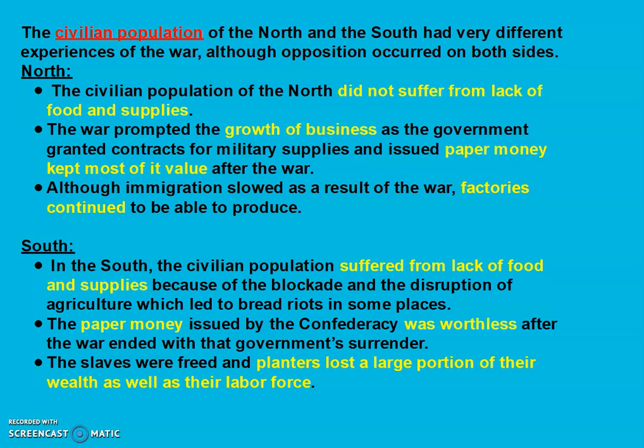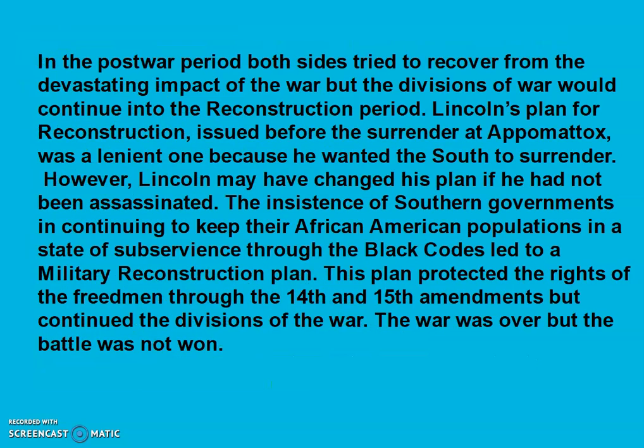But in the South, the civilian population suffered from lack of food and supplies because of the blockade and the disruption of agriculture, which led to bread riots in some places. Also, because their farms were completely destroyed from Sherman's march, they weren't able to grow their food again. The paper money issued by the Confederacy was worthless after the war ended, with the government's surrender, and the slaves were freed, and planters lost a large portion of their wealth as well as their labor force. So, those were some important things to note.